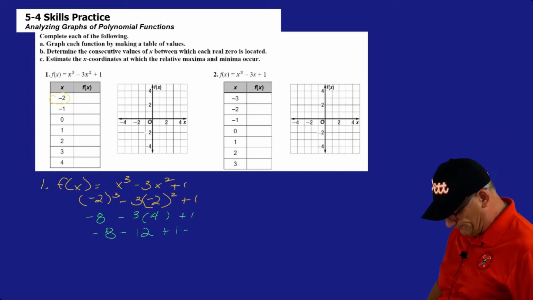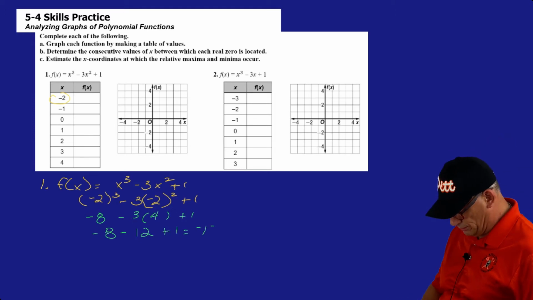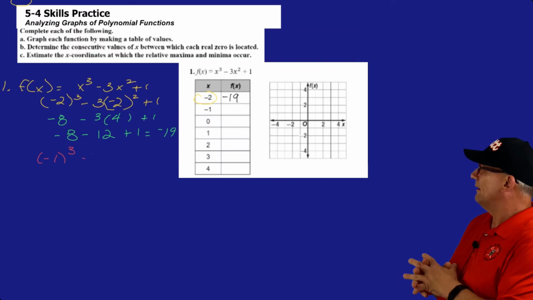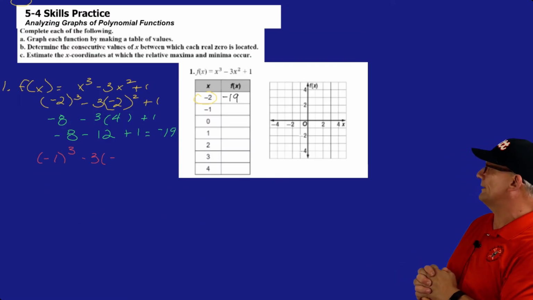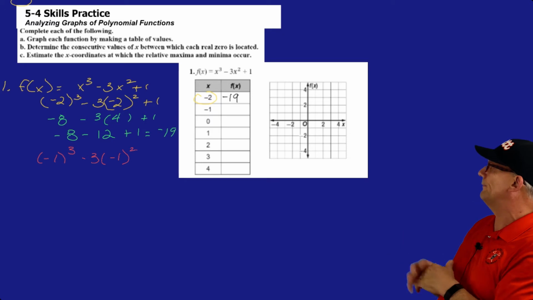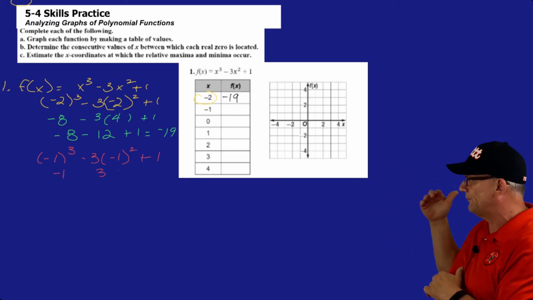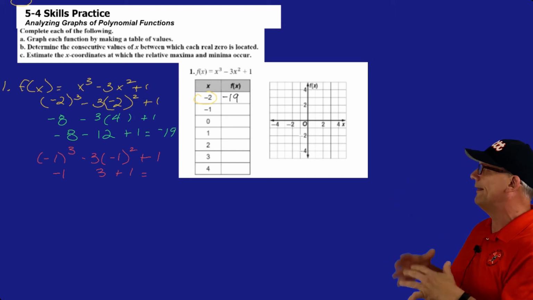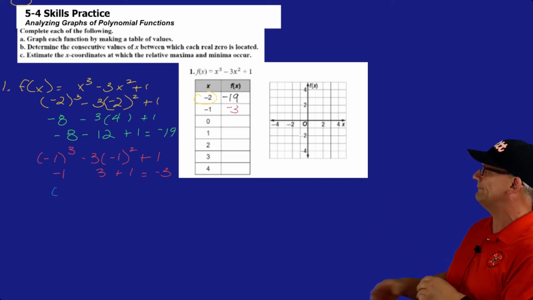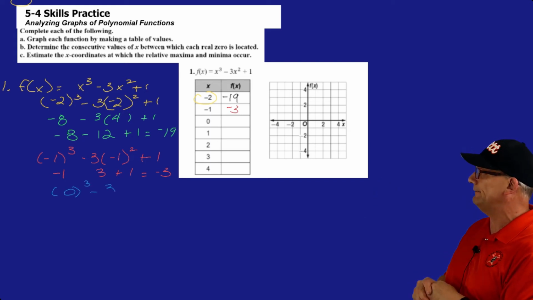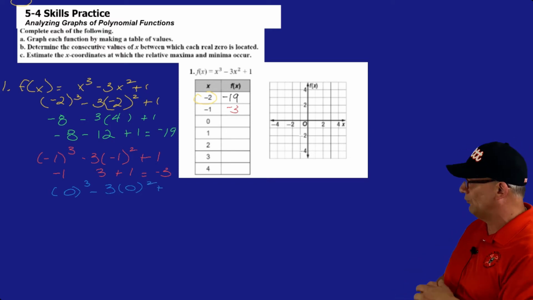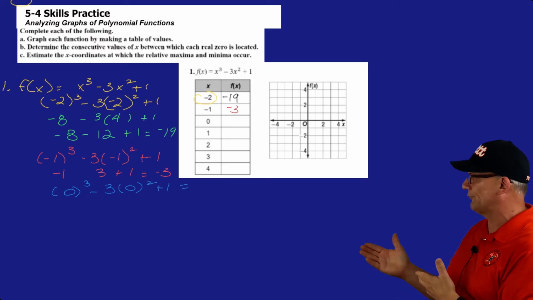Okay, so here we go. Take a look at my work right there. Take a look at -2 to the third minus 3 times -2 squared plus 1. Basic stuff. Let's not make any mistakes. When we run through all that, our first y coordinate is -19. So our first point is (-2, -19). Then we're going to put -1 in, and we get -3.